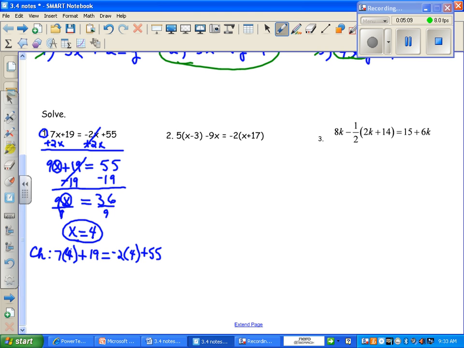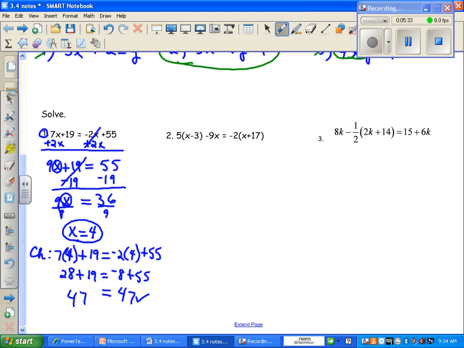So this is a 4 here. You should have a 28 plus 19 equaling a negative 8 plus 55. On this side you'd end up with a 47, and on this side you'd end up with a 47, so that is your check. So you should check all of these, and that's the process of checking.